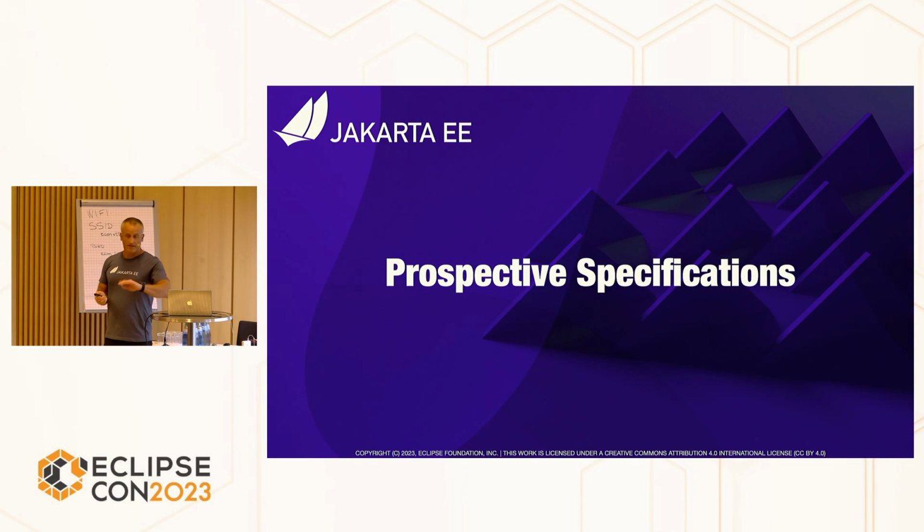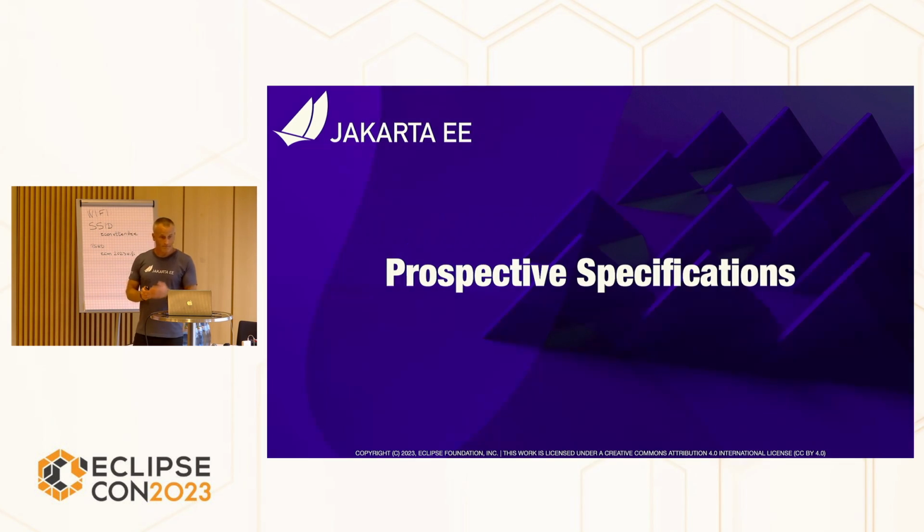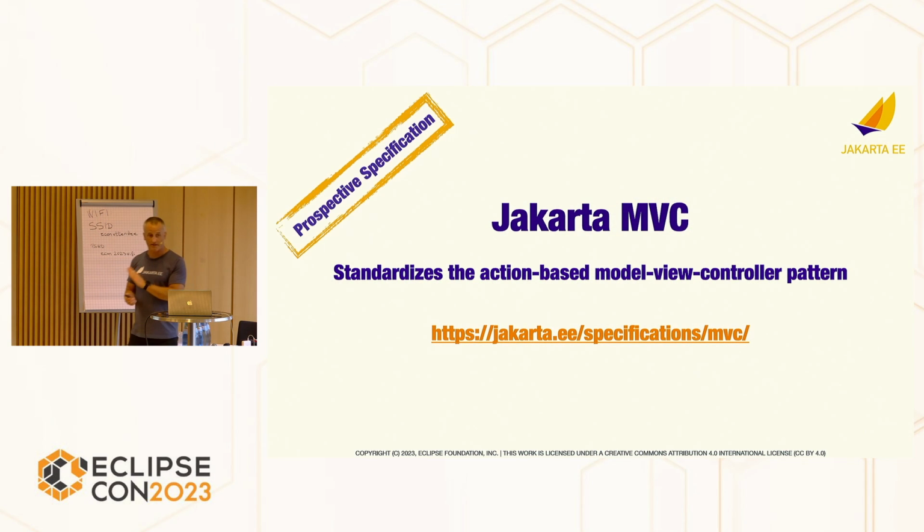We have also something called prospective specifications in Jakarta EE 11, and we're going to list those specifications that are ready. They have released something, but they're not part of the platform now, but they were kind of runners-up in the voting. So we have Jakarta MVC, which standardized the action-based model view controller pattern. And this is going to be one of the prospective specifications. It's on version 3.0 when Jakarta 11 comes.